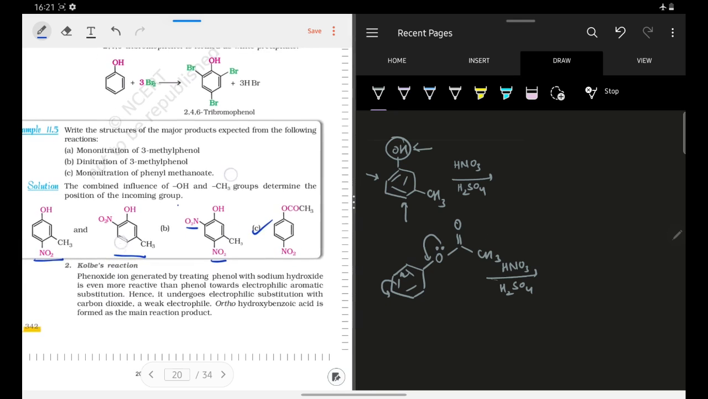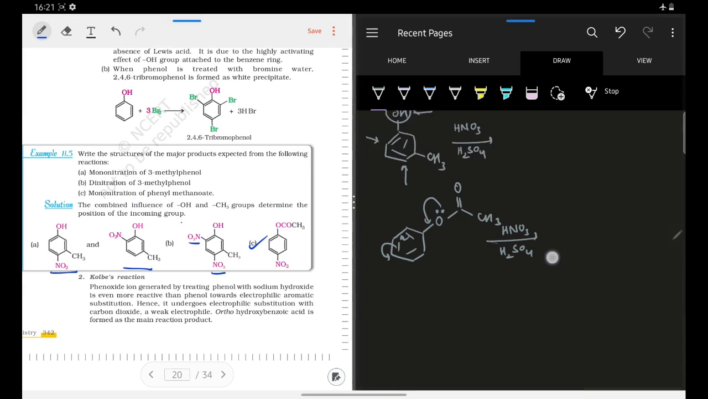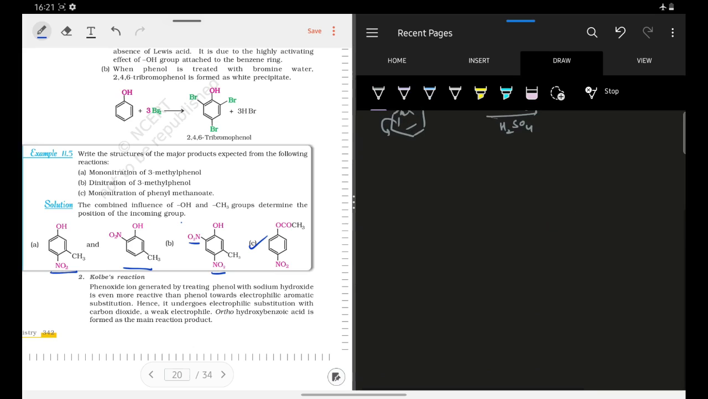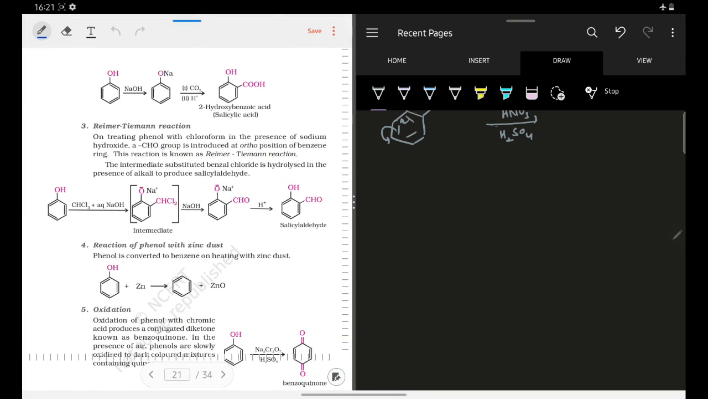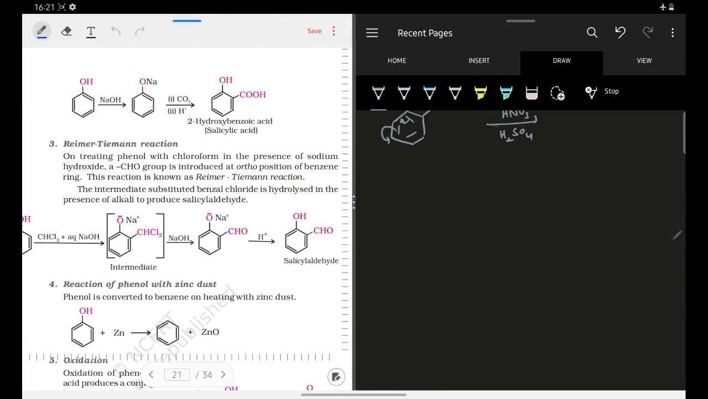Okay, now let us try to focus on Kolbe's reaction. Kolbe's reaction is very easy, it's not a very tough reaction. Kolbe's reaction is important. Why? I will tell after explaining the reaction. So let us try to explain how this reaction occurs. So we have phenol. We are doing Kolbe's reaction.